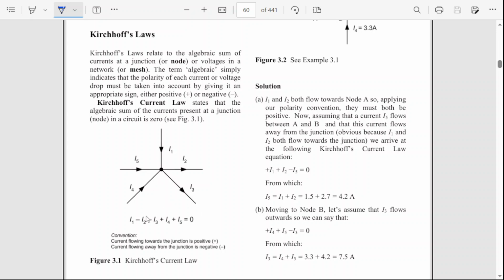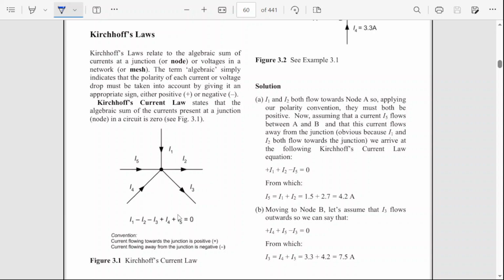So if you take a look at this formula here, all the currents coming and leaving from that node are equal to 0. Or the algebraic sum of all the currents coming and leaving the node is equal to 0. In this case, we have 5 wires merging into this node. We have I1, I5, and I4 coming into the node, and then we have I2 and I3 leaving the node.